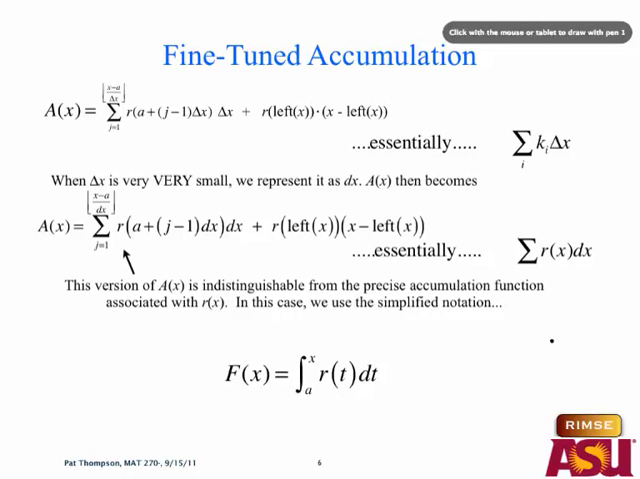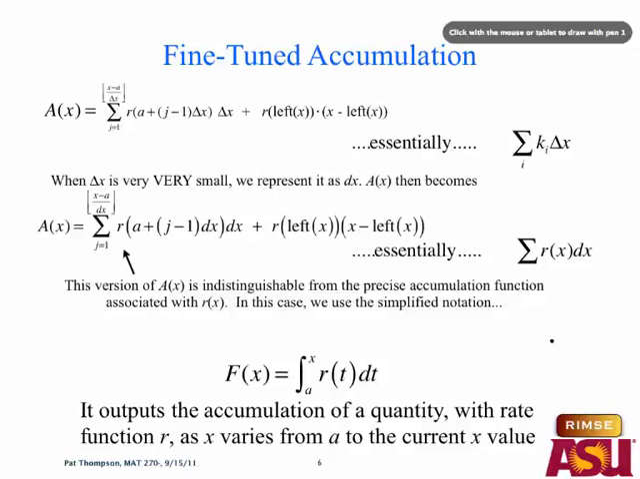And t is what? Okay, so we're getting there. So what does it do? It outputs the accumulation of a quantity with a rate function r as x varies from a to the current x value, which is exactly what this did, right? So what does it output? The output f of x is the accumulation of a quantity whose rate of change function is r, as x starts at a and varies up to what? The input of the function, the current value of x.